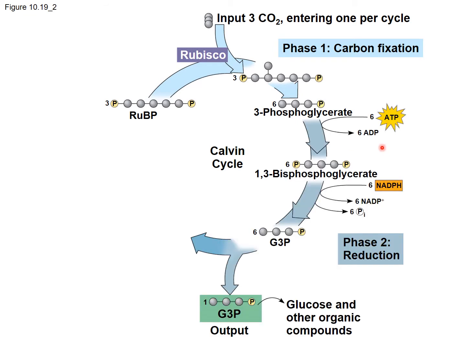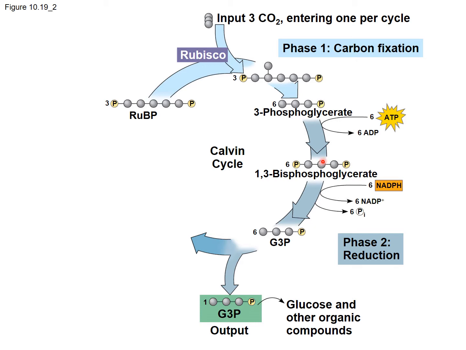What's going to happen is we have 6 of these 3 carbon molecules, 3-phosphoglycerate. They're going to be converted to 1,3-bisphosphoglycerate. So basically, a phosphate is going to be added to each one of them, making them more reactive. Okay, so here we're going to use 6 of those ATPs that are made from the light reactions. By hydrolyzing them, we're going to use that energy, creating another phosphorylated intermediate.